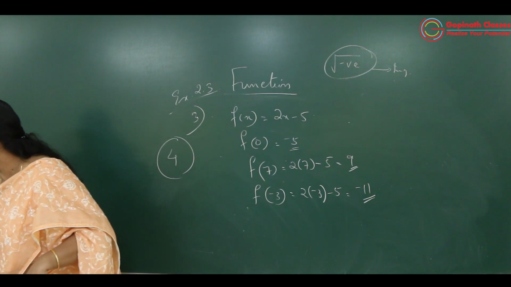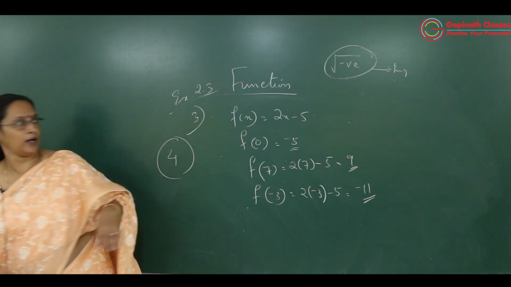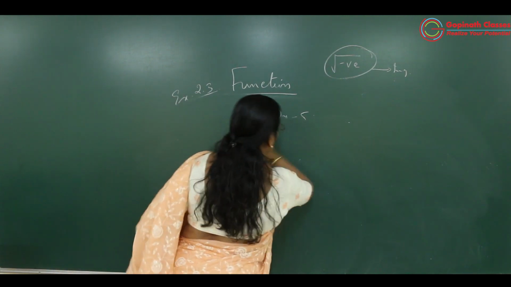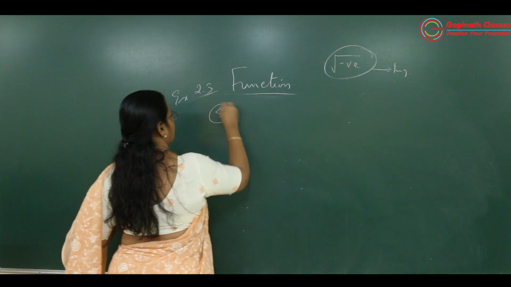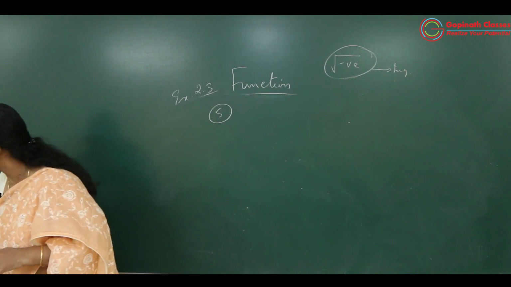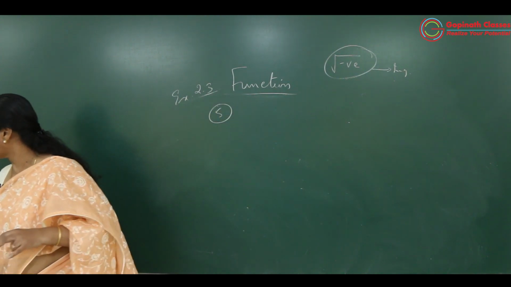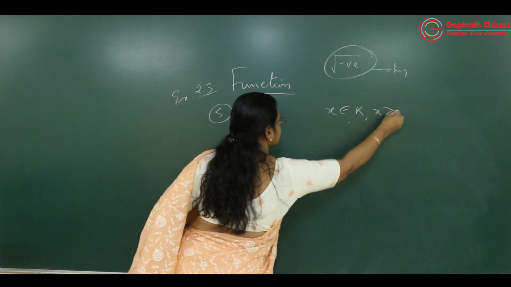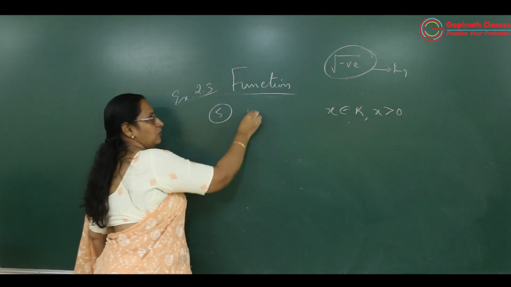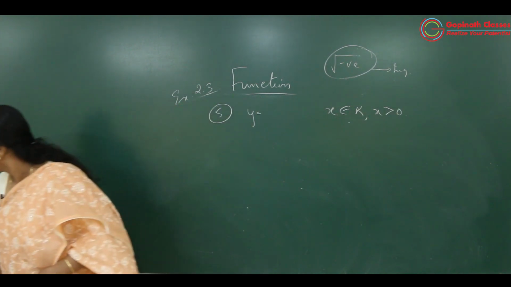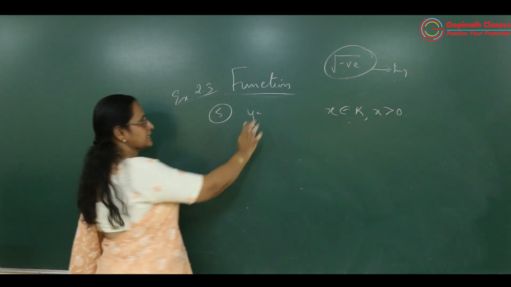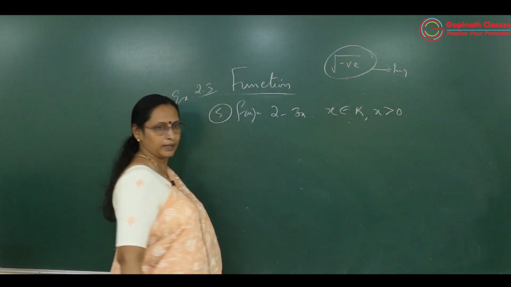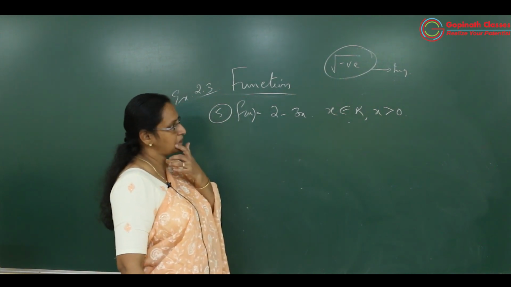Find the range of the following functions. Main question number 5. So the fourth you can try. Now let's come to the fifth question. Find the range. What is the question? y is equal to 2 minus 3x, where x belongs to R, and it is also given x is greater than 0. f(x) is equal to 2 minus 3x. Domain we have: real numbers, and x greater than 0.